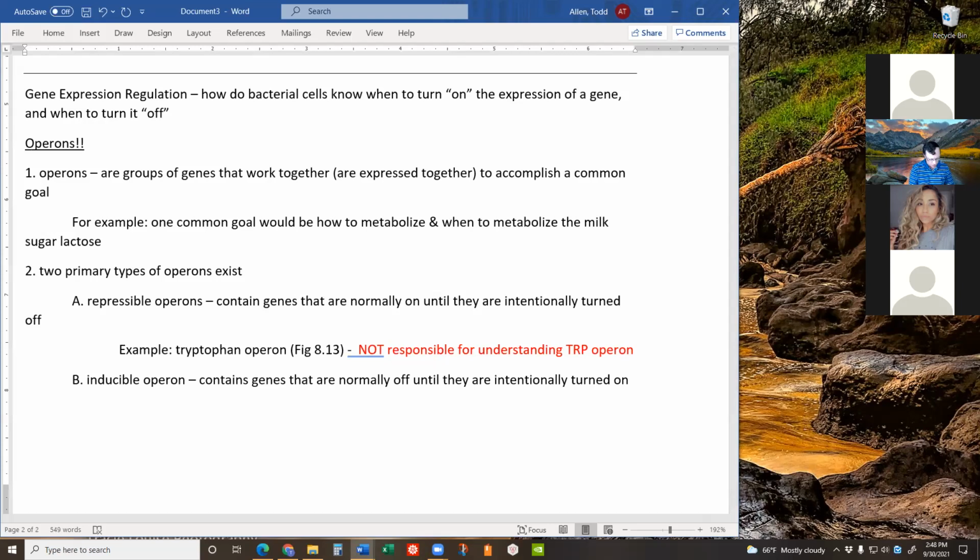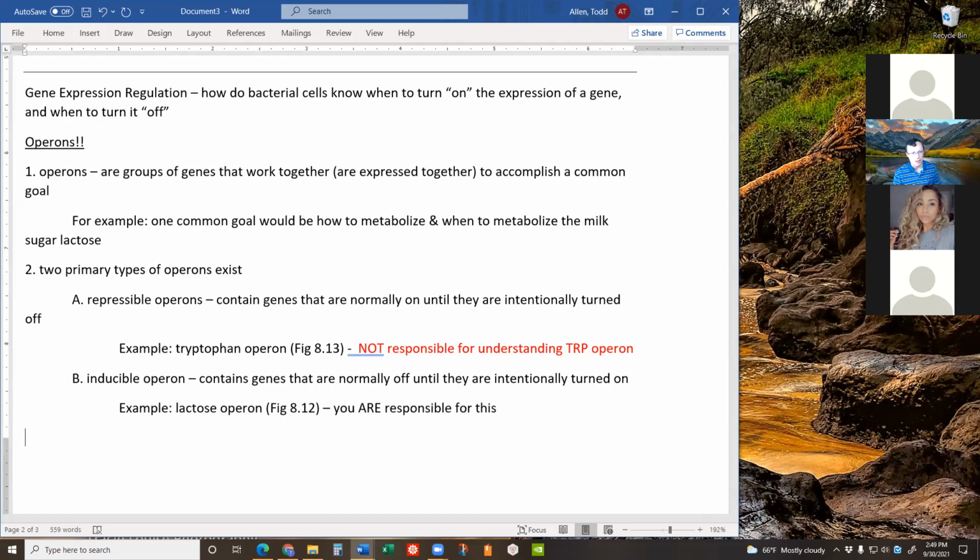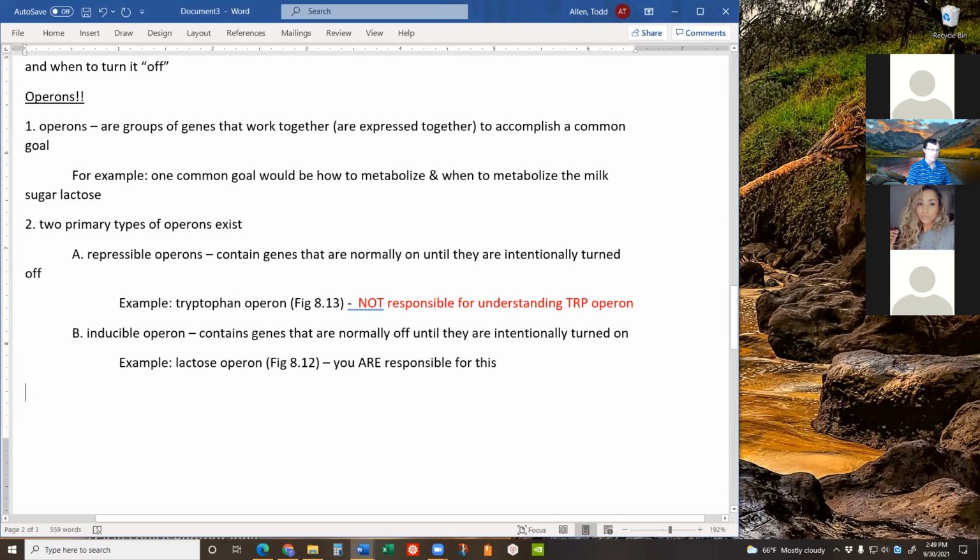However, I do have to test you on something. The other example of the operon is the lactose operon. That is the topic of figure 8.12. And the lactose operon, you are definitely responsible for. I will test you on some knowledge of the lactose operon. Let's continue here. I want to continue for 10 more minutes and then I'm going to stop.